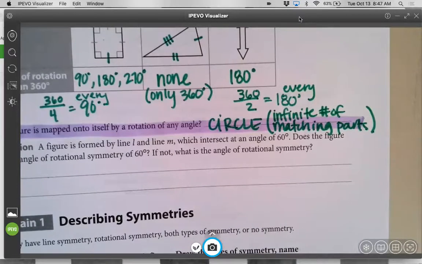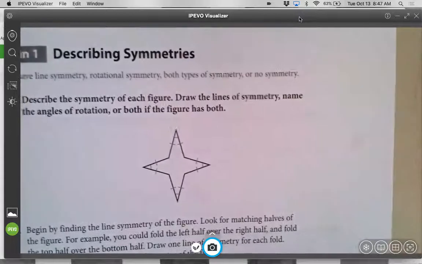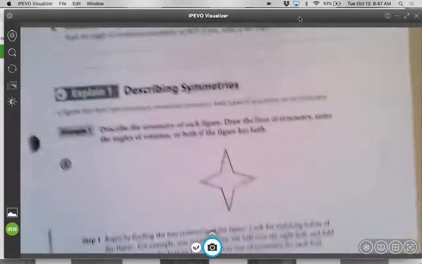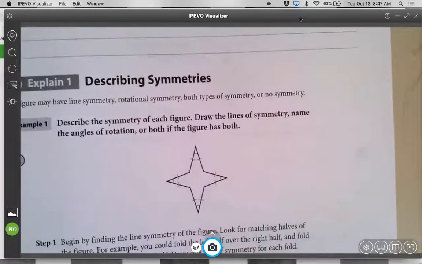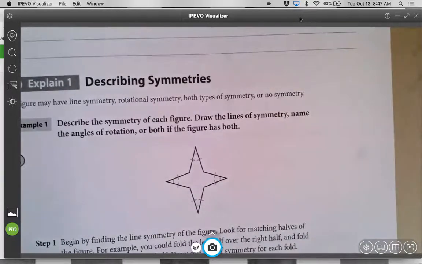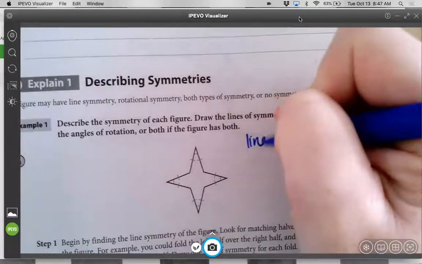Very good. Okay, so when we move on to describing symmetries, all that means is you're just going to talk about the different lines and the different types of rotational symmetry all at once without being really asked. So describing the symmetry, we're going to put out here line and we're going to put rotation.